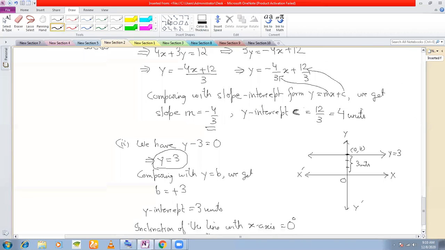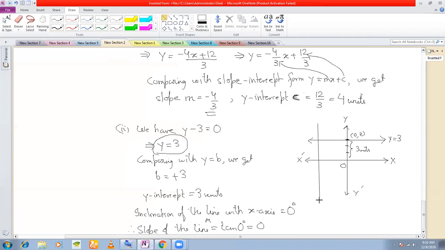Can you tell me what is the slope of this line? A line that is perpendicular to the x-axis, in fact, parallel to the y-axis. The slope is tan 90 degrees, which is infinity. So remember, any line perpendicular to the x-axis has slope infinity, and any straight line parallel to the x-axis will have slope 0. So that is what this problem was about.